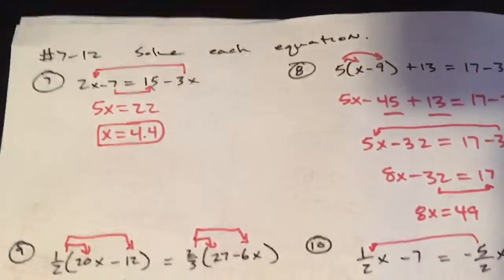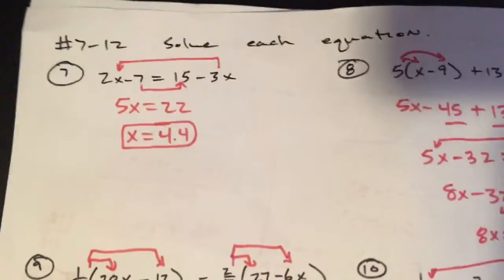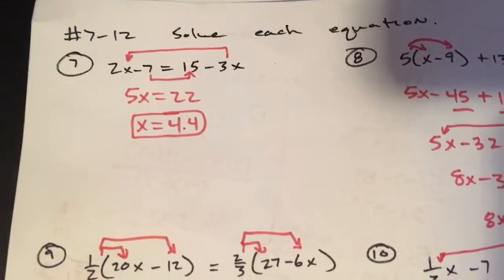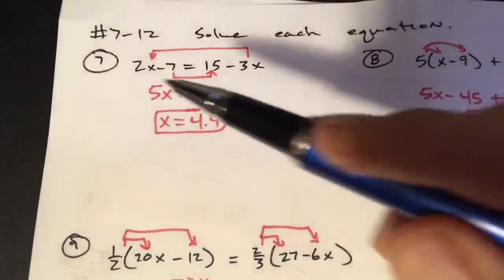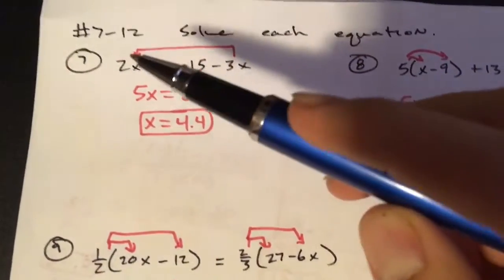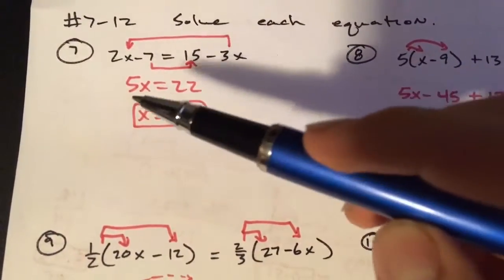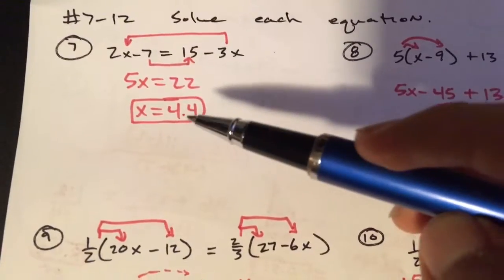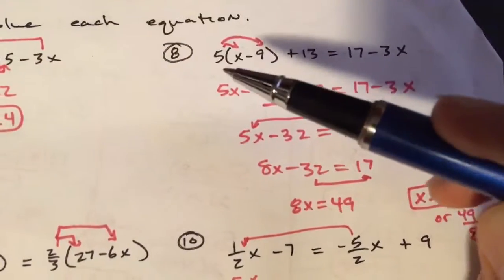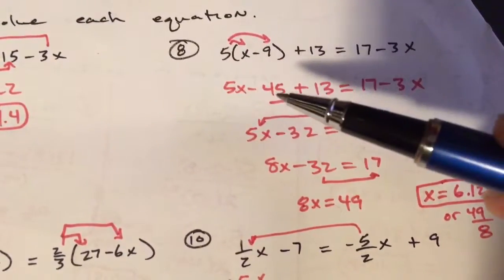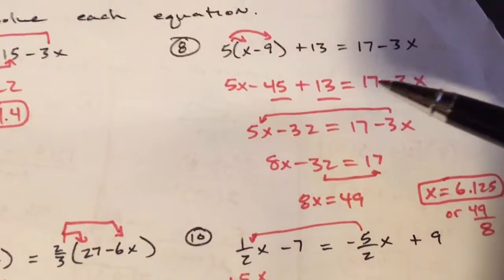This whole page really is solving equations. You're going to have 4 equations to solve on Friday's test, not 6, but I want to give you guys extra practice. Here, just add 3x to both sides, then add 7. 5x is 22, x is 4.4. All right, here you want to distribute. 5x minus 45 plus 13 is the right side.